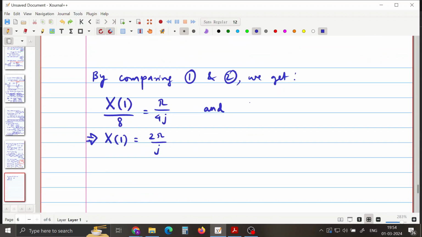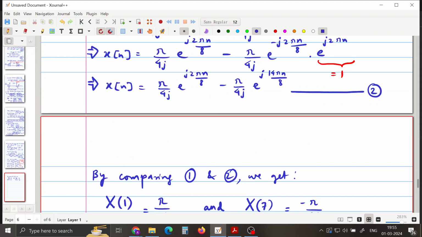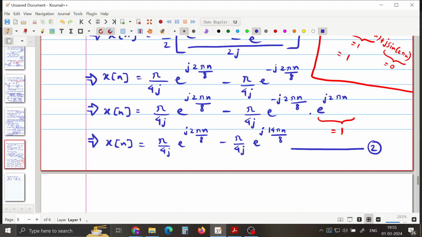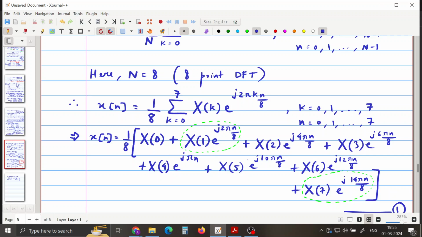So for that I'll have X of 7 by 8 should be equal to minus pi by 4j, which gives me capital X of 7 is minus 2 pi by j. Okay, and for all the other DFT coefficients, they are basically 0. Their contribution is 0, because we have only two effective terms here. So all other terms are 0.